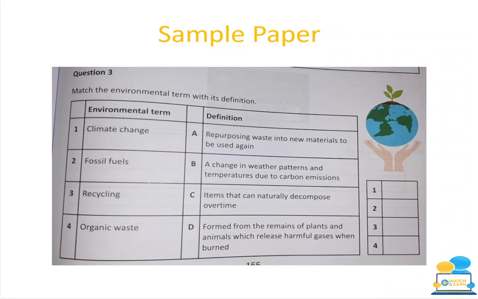Recycling. So part A says repurposing waste into new materials to be used again, and yes, that fits perfectly, so I'm going to write 3A. And then finally I'm left with organic waste and number C, which is items that naturally decompose over time, and I would write that there in 4C then.